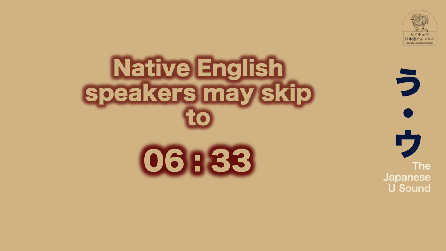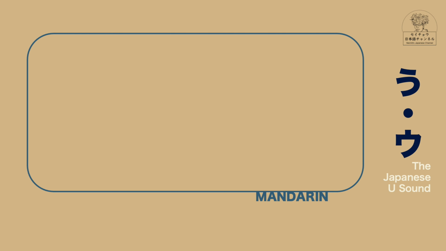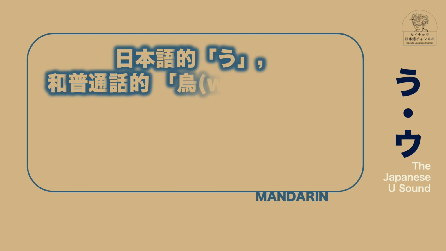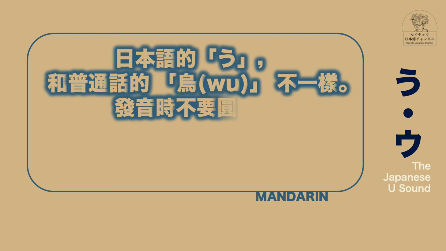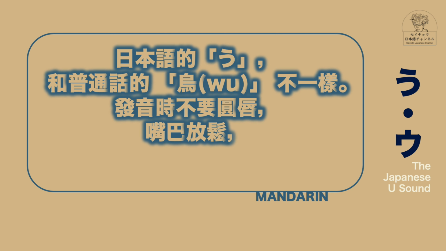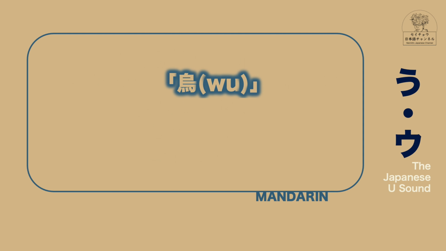Let's start with Mandarin speakers. In Mandarin, there isn't a vowel that closely matches the Japanese U. Some materials explain it like this. Japanese U is different from Mandarin wu. Don't round your lips. Relax your mouth. Move the tongue forward. This explanation isn't wrong. But there's a problem. The reference point is still Mandarin wu. Learners keep thinking about wu while trying not to round their lips.